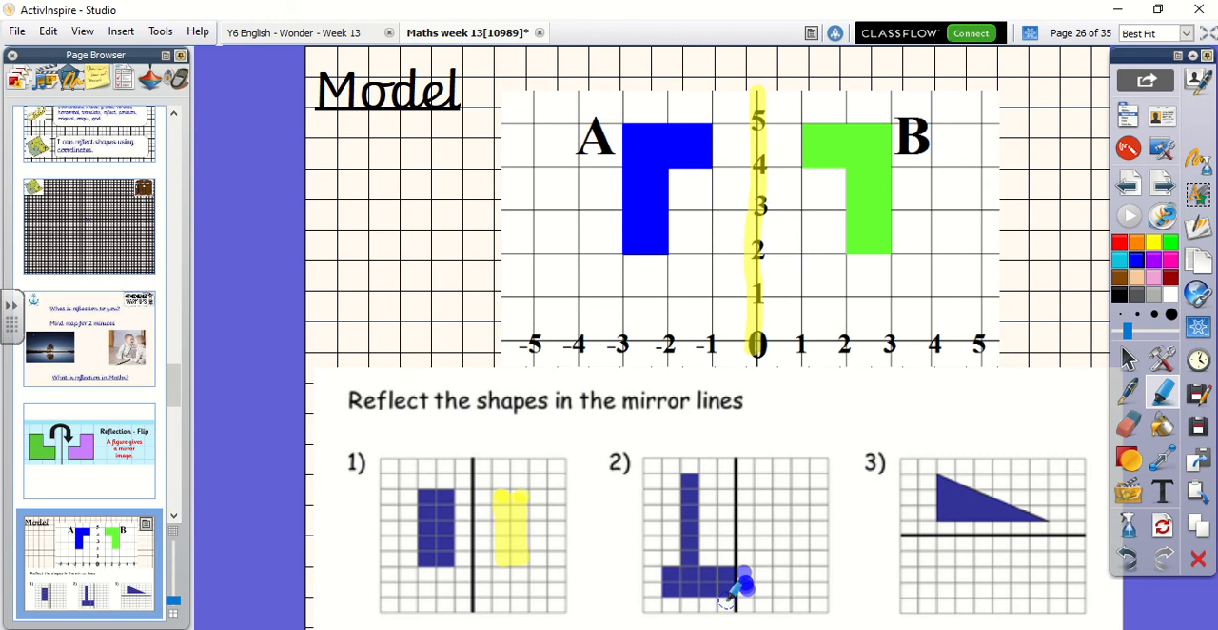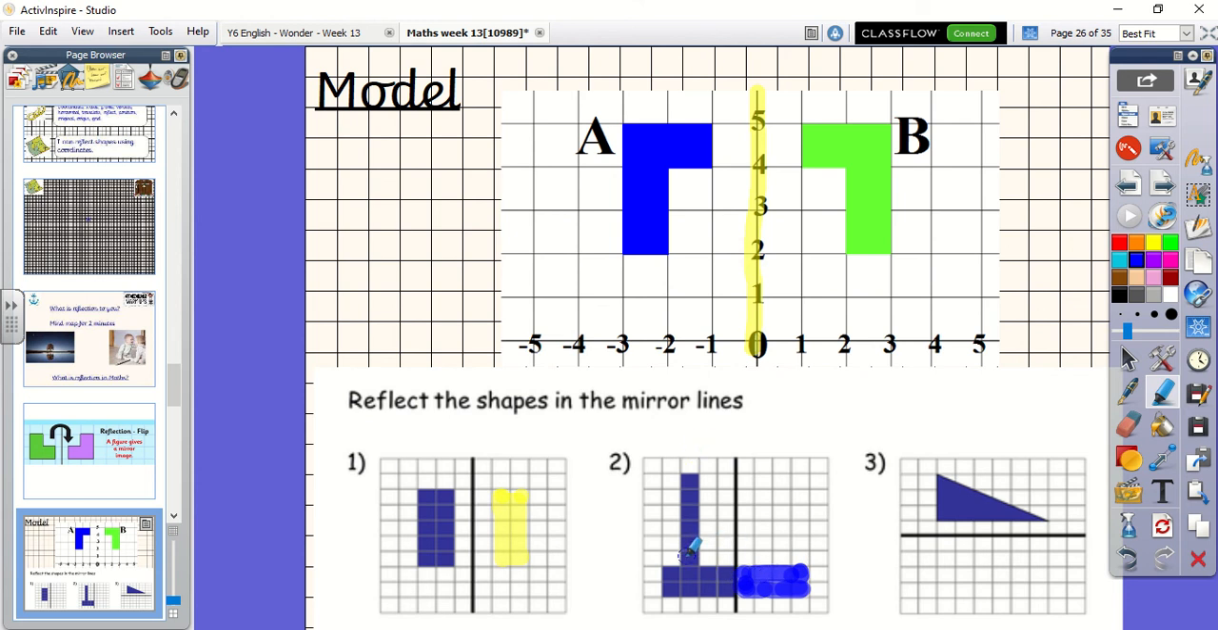Then I need to go across from the mirror line 1, 2, 3, 4. Let's just fill that in a little bit. There we go. Then I need to go up where I've got my 4th square. I'm going up, and then I need to join all of those back together. So that's my first section done. I can see that that looks the same.